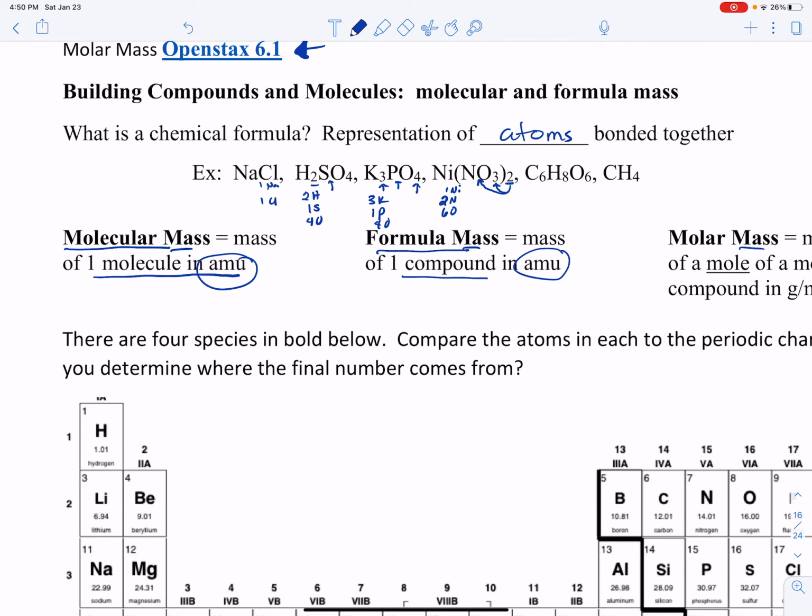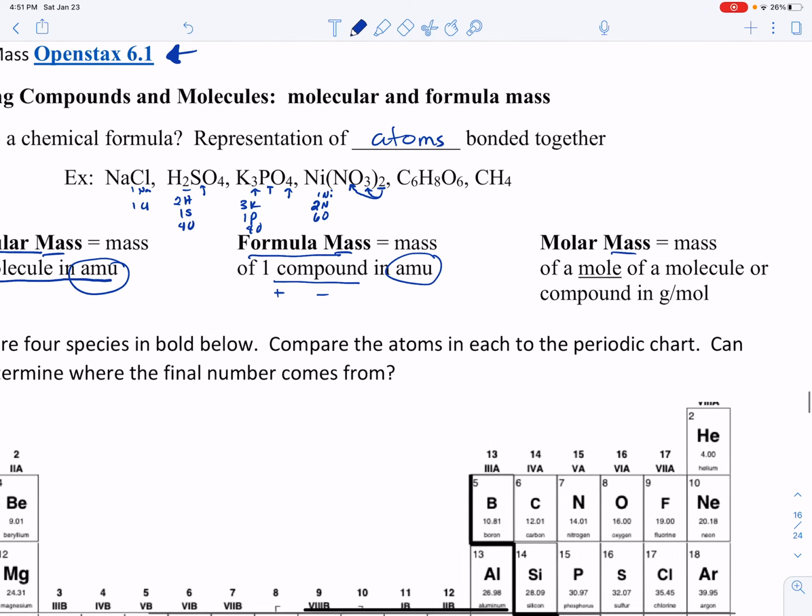But basically, if you've got something that's positive with something that's some kind of negative, could be positive 1, positive 2, and negative 1, negative 2, any of those, it's going to be a formula mass. Don't let that throw you for too long.